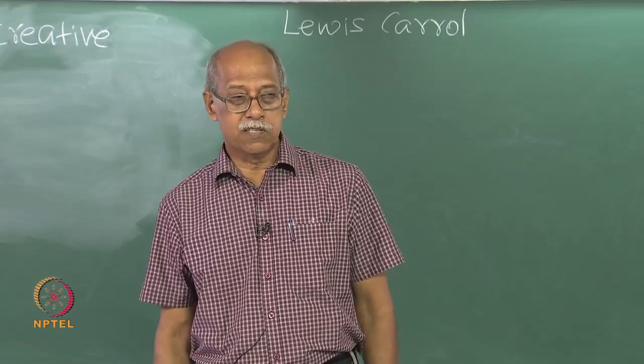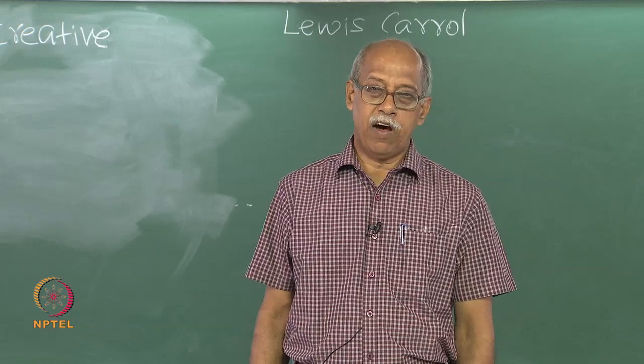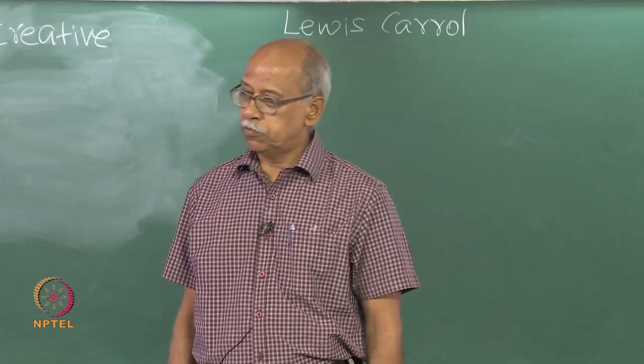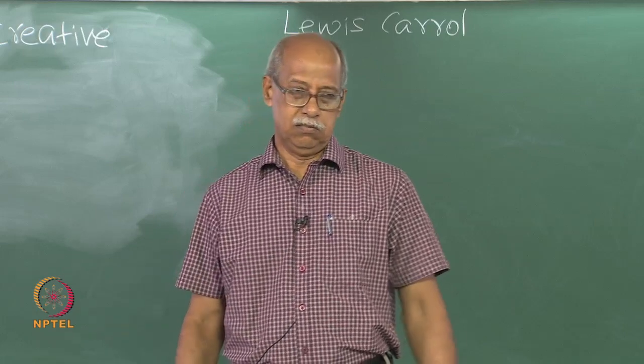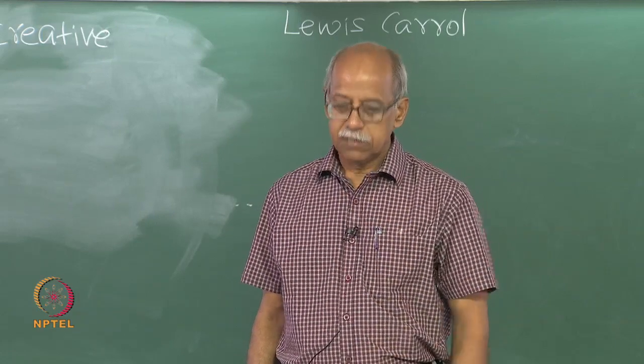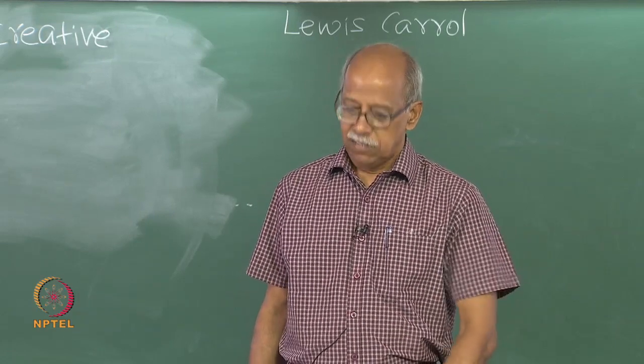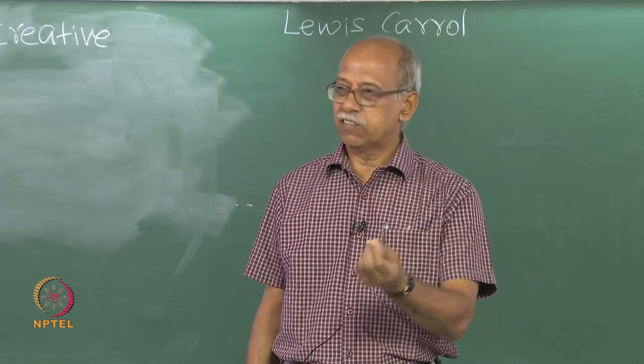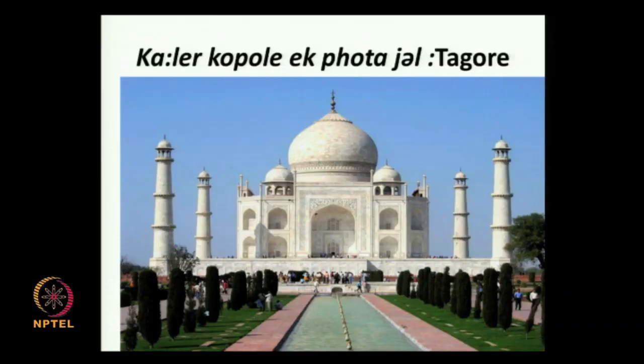Great monument, considered to be one of the wonders of architecture in the world, one of the seven man-made wonders in the world. But a poet can always describe it differently. Tagore called it a drop of tear, ek phota jal, a drop of water on the forehead or cheek of time, the kind of thing which has stayed. Poets can always say fancy, strange things.